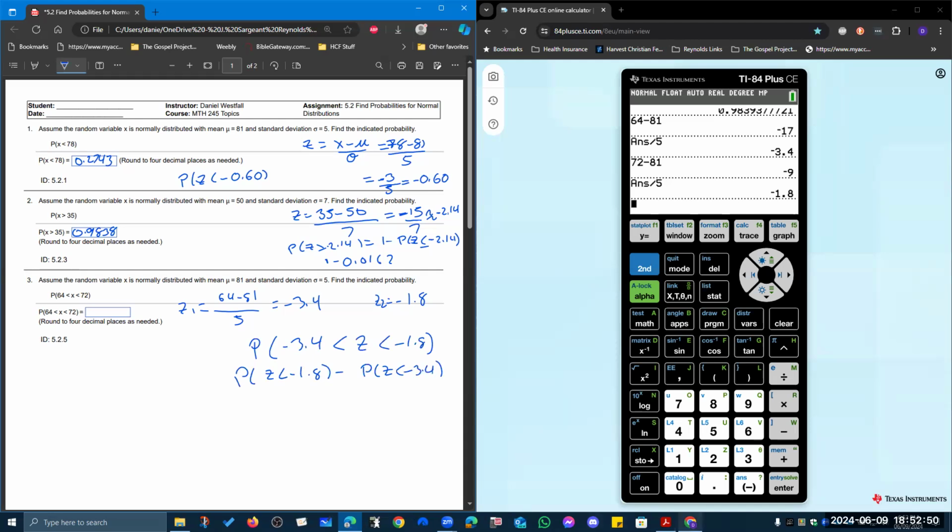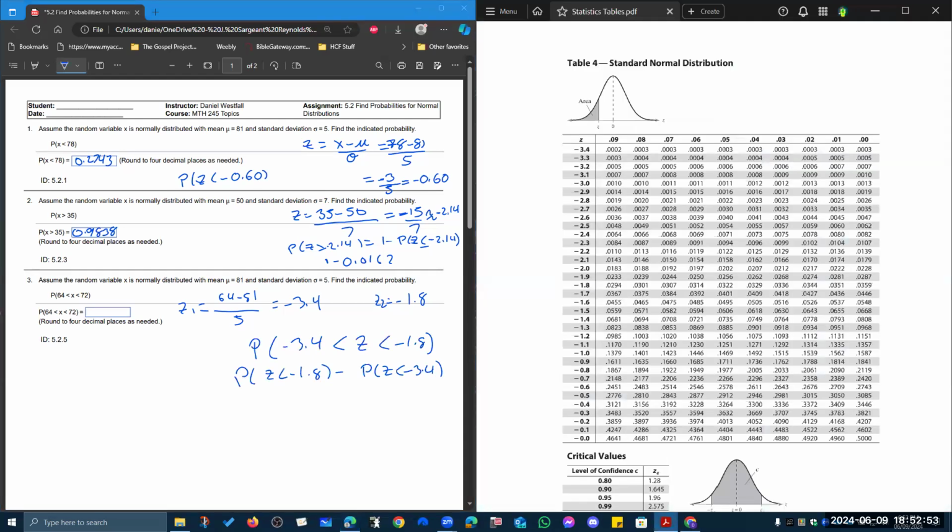Let's pull up our table here. Negative 1.80 is 0.0359. And negative 3.40 is 0.0003. So this is 0.0356.